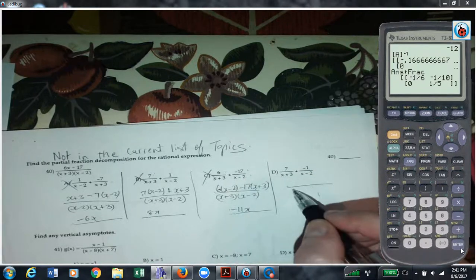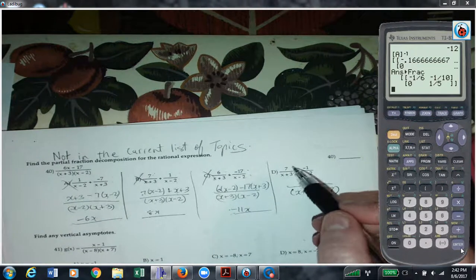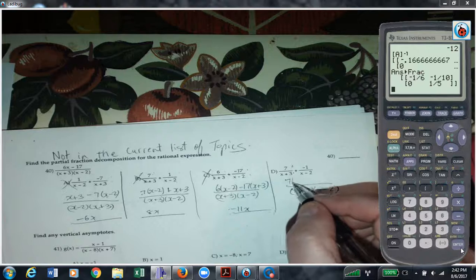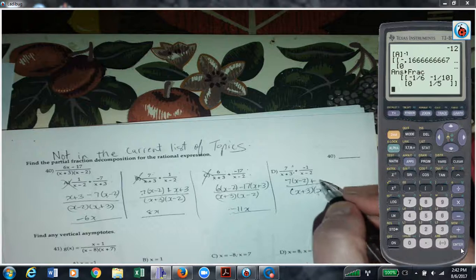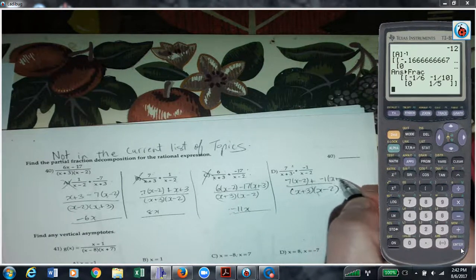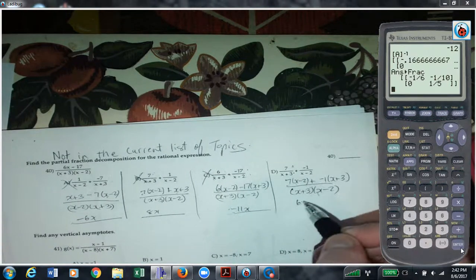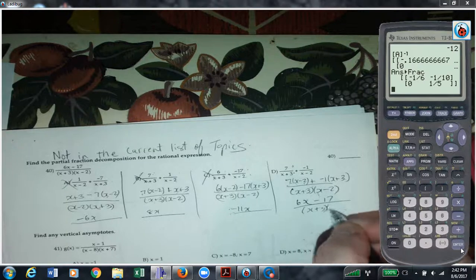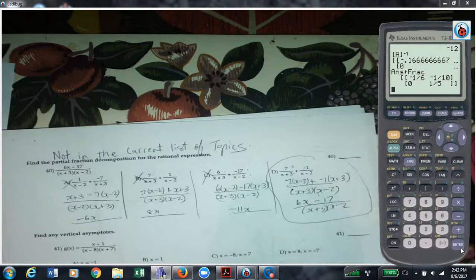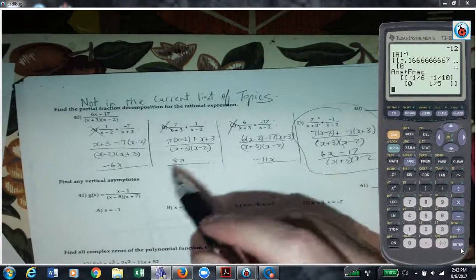So if I was putting these together into one fraction, top and bottom of this one, I'd have to multiply by x minus 2. Top and bottom of this one, to get it into one fraction, I have to multiply by x plus 3. And so I'd have 7x minus x, and then negative 14 minus 3, and so it'd be the last one there. But it wasn't in the current list of topics for summer 2017.